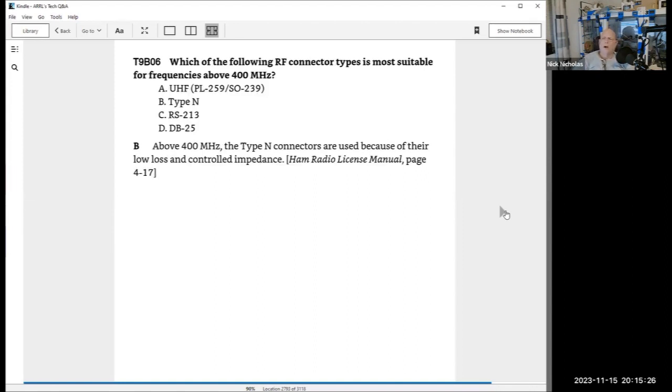Which of the following RF connector types are most suitable for frequencies above 400 megahertz? And their answer here is B. And that's probably the best connector above 400 megahertz. But quite honestly, A is not a bad connector for the purpose. It's just not quite as good as the N connectors.